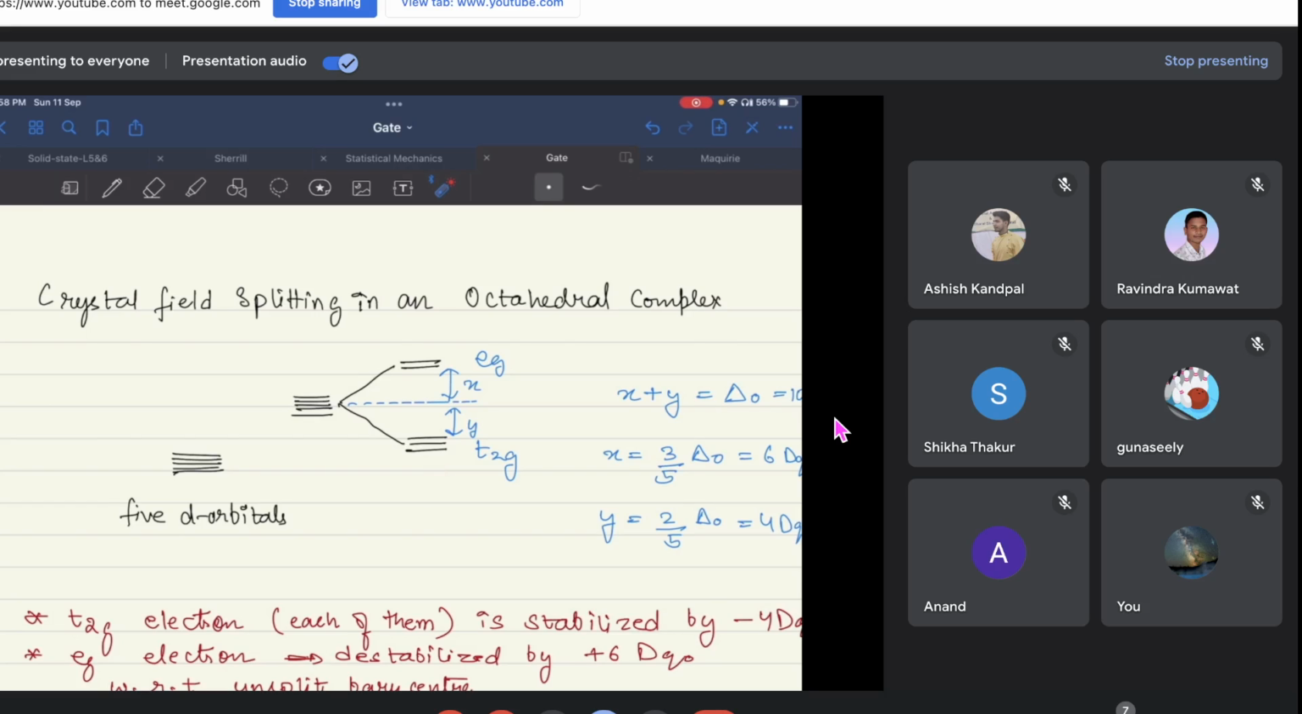So in an octahedral complex, the coordination number is 6, and the metal ion is at the center and the ligands occupy the six corners of the octahedron.